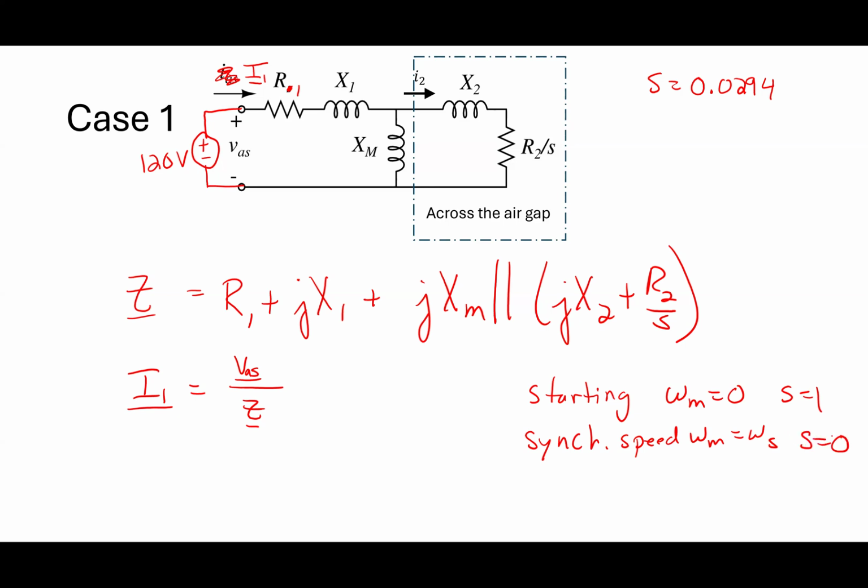At that point, when slip equals 0, how much current I2 is there? 0. It gets confusing because you look at it and think, R2 over S, that's infinite. But infinite means it's an open circuit, which means there's no current. All right, that's our approach.